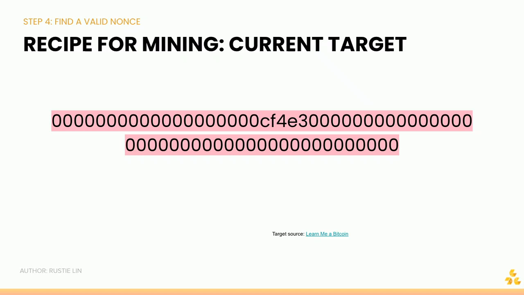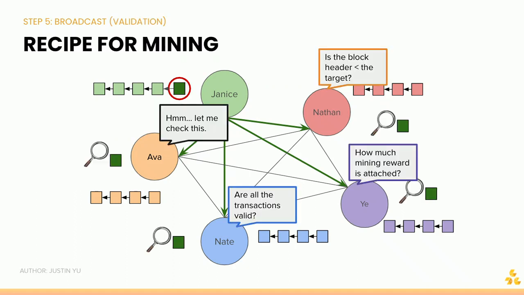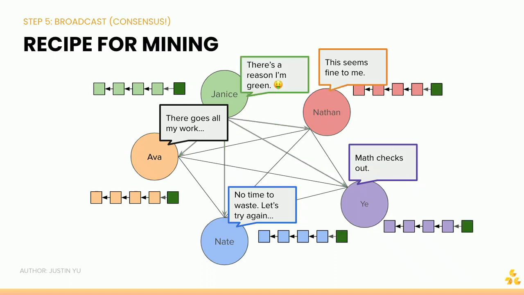This is the current target right now. It has that many leading zeros. It's very difficult. And then you're going to broadcast it. So what do you do when you broadcast it? Let's say Janice found a new block. I'm like, oh my God, you beat me to it. So then we all start checking it. Are the transactions valid? Is the block header less than the target value? How much mining reward is attached, etc. If we check it out and it looks good, then we accept that block.